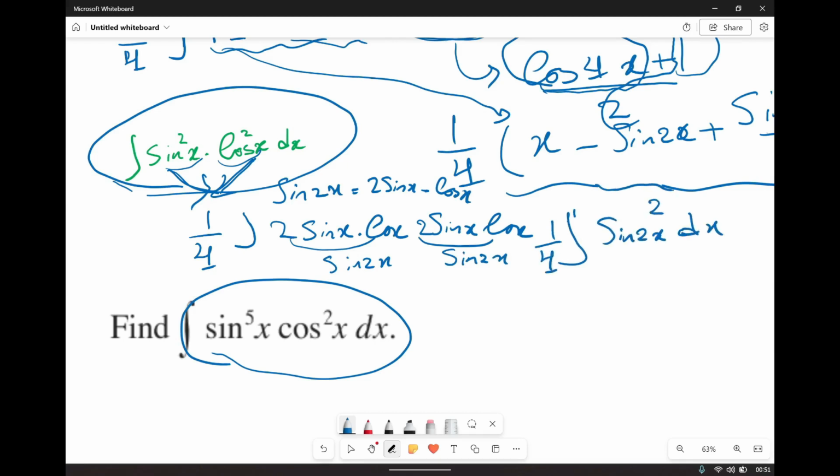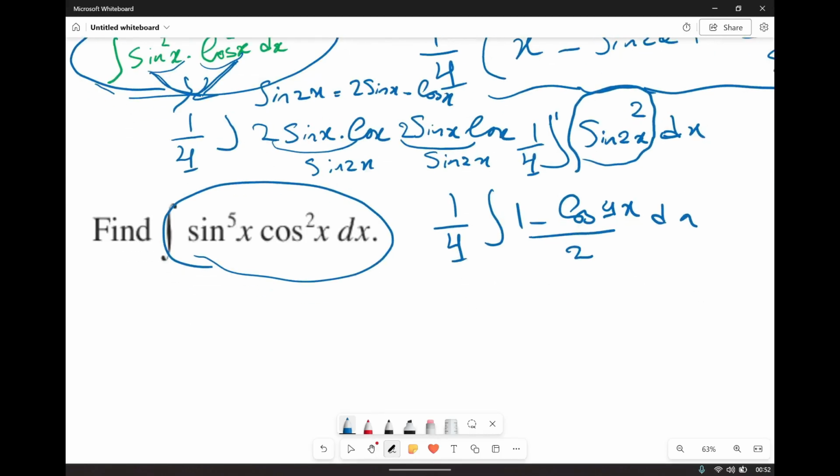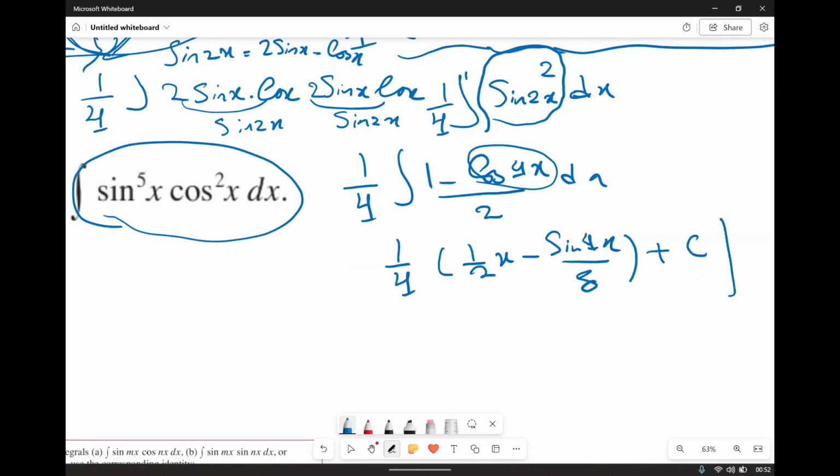Am I right? So you can answer that so easily, because here it is 1 minus cosine 4x divided by 2, and this integration of 1 over 4 dx is 1 over 4 times 1 over 2 x. This integration is minus sine 4x divided by 8, and at the last plus c.